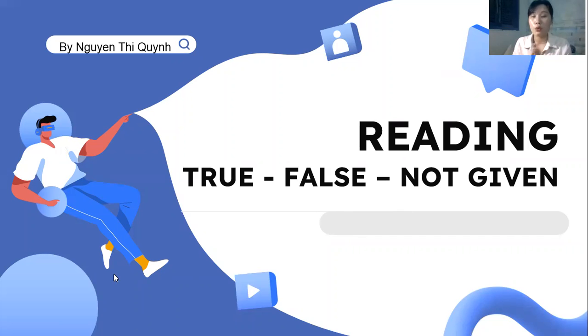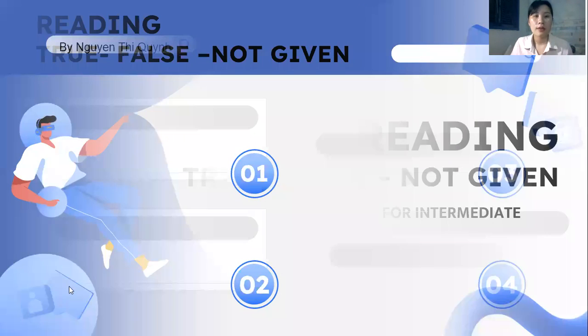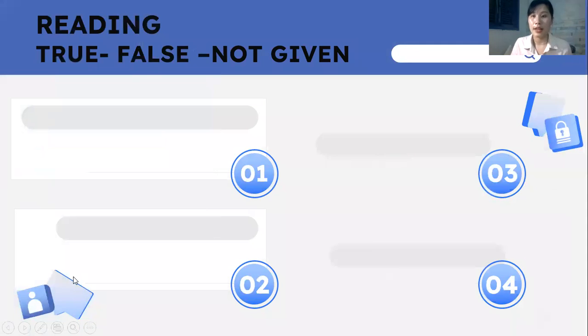It is true, false, not given. And the reading lesson today is for the intermediate level. So now let's look at the table of contents of the lesson today.